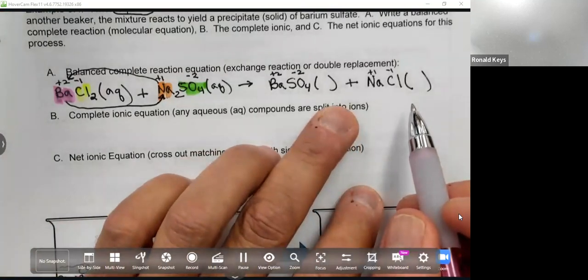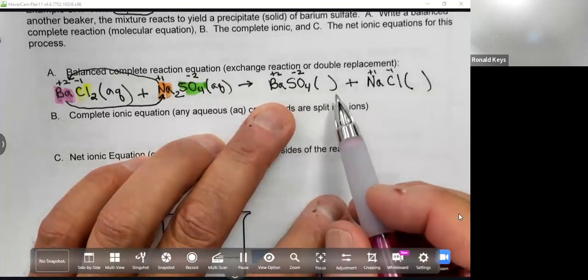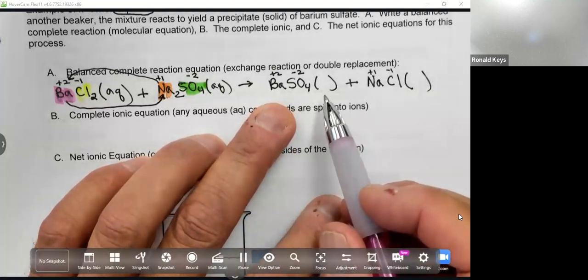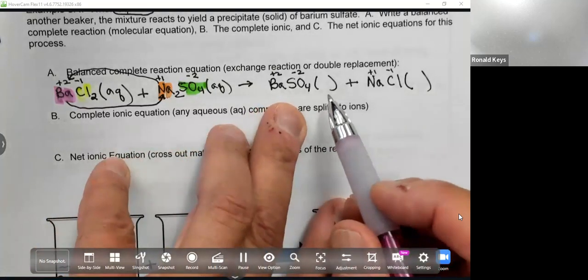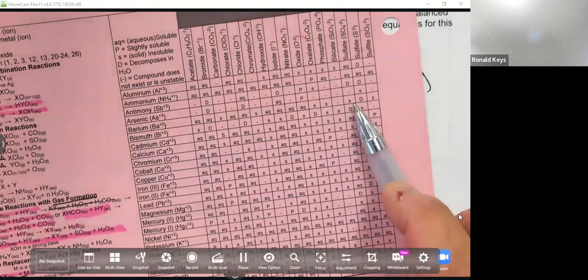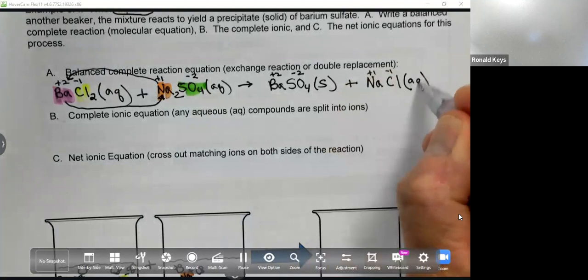Now grid this out. What do you see for barium sulfate on your solubility chart? Grid this out on your pink sheet. Everybody grid this out. Everybody should have a pink sheet. Look at your pink sheet. Barium sulfate. We get an S right here. Yes, solid. Okay. We know that's going to be a solid. Sodium chloride better be AQ.